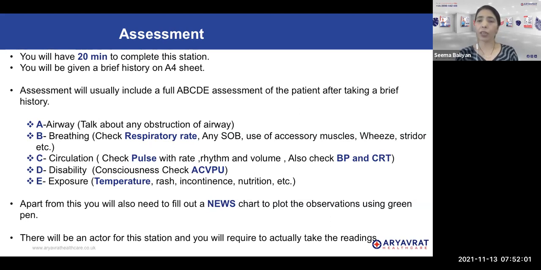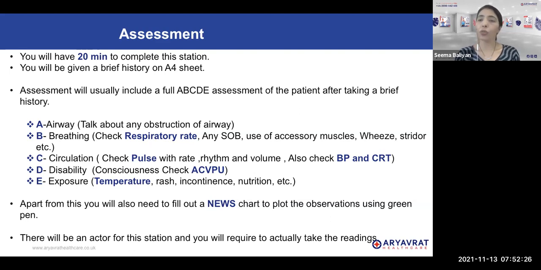Now, once you have taken all these vitals, you will need to complete a NEWS chart. NEWS is the National Early Warning Score chart. So you will have to plot all of your vitals in that chart. And according to that chart, you will then have to come up with a score. The score is going to tell you the monitoring frequency. You will need to write down that monitoring frequency in the chart as well.